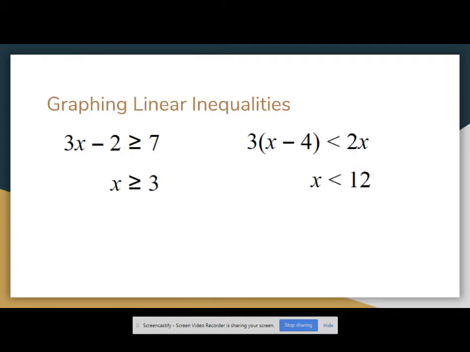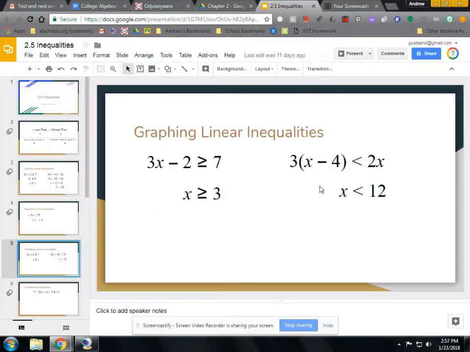Graphing. Okay, so we've already solved these. I'm going to talk a little bit about graphing. So x is greater than or equal to 3. So I'm going to go to my document camera here.